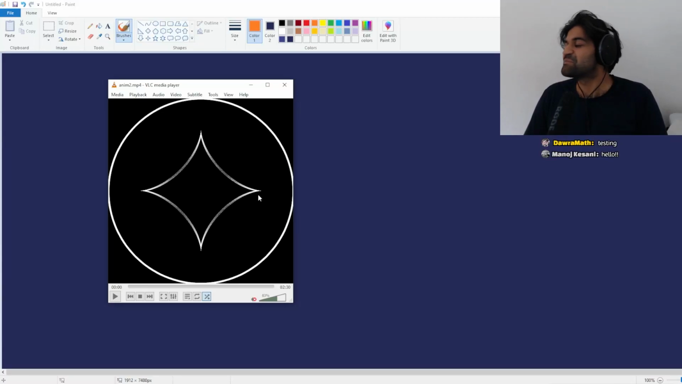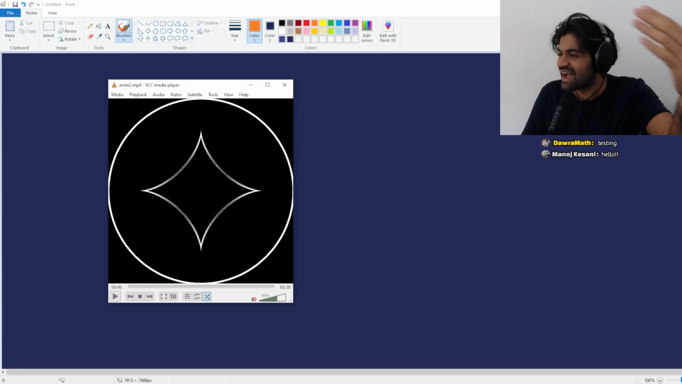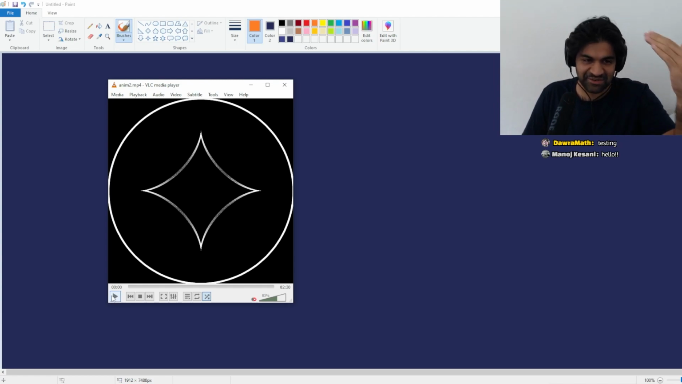So this is 1 million particles. I'm going to let them loose at some trajectory inside the circle.